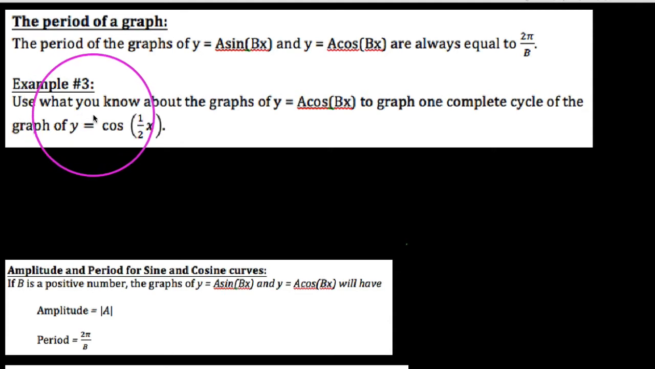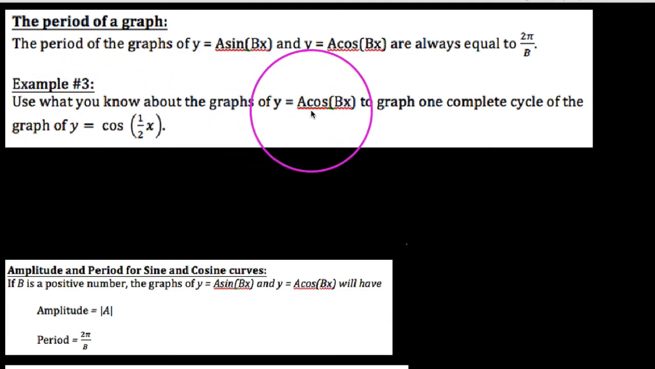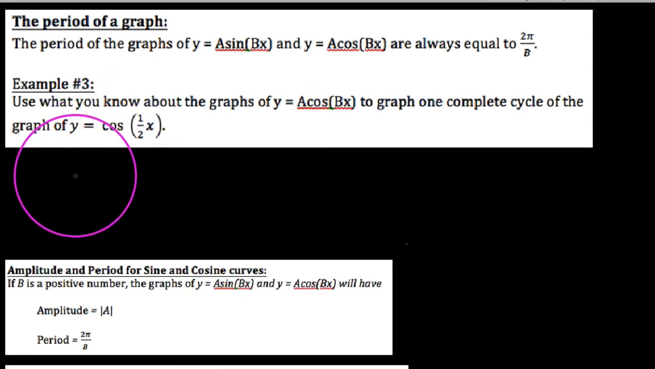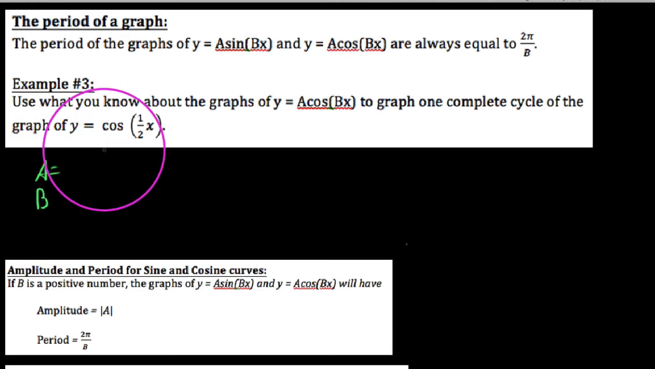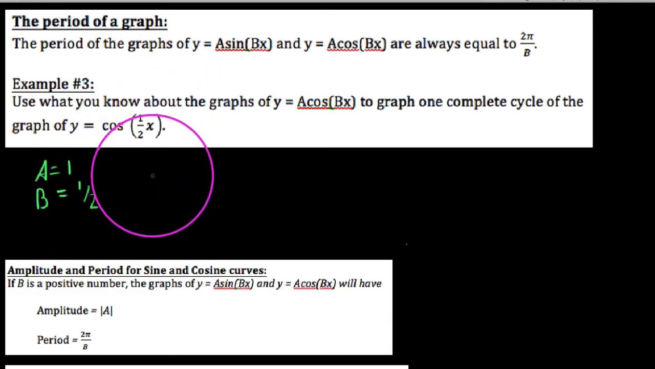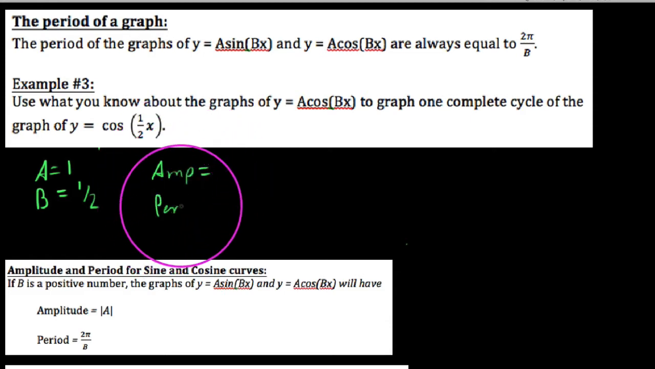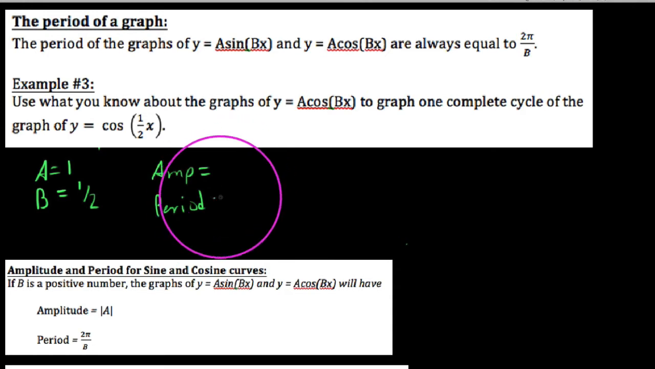In example 3 here, let's use what we know about the graphs of y equals a cosine of bx to graph one complete cycle of the graph of cosine of 1/2 x. Before you start this, you should always write down what you know. In this instance, the a value up front is 1, and the b value on the inside is 1/2. The two things we're going to find before we sketch this are always amplitude, if it exists, and period.